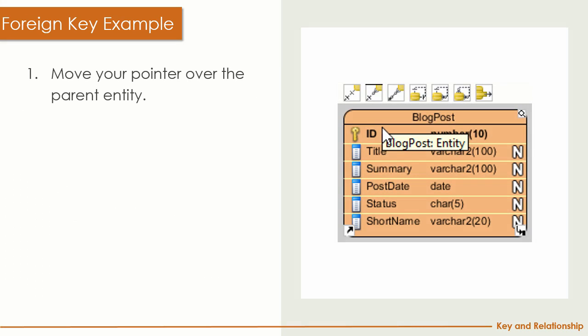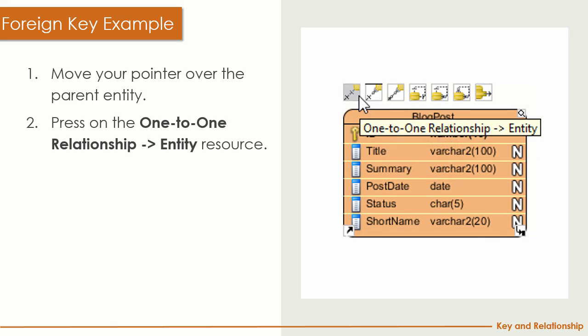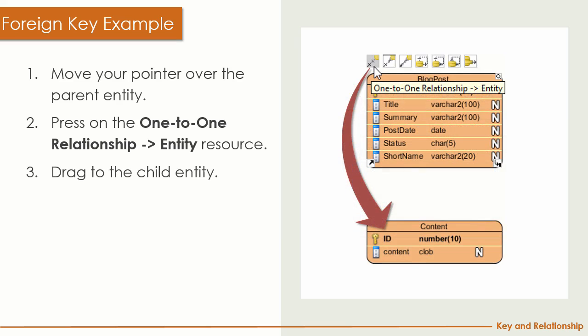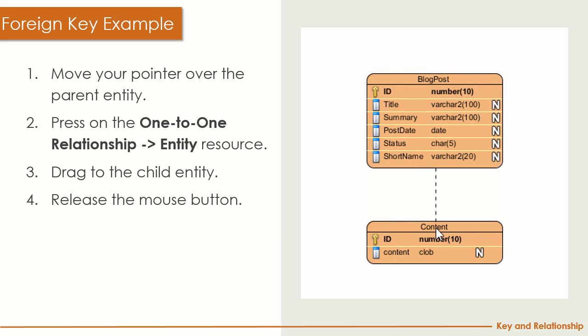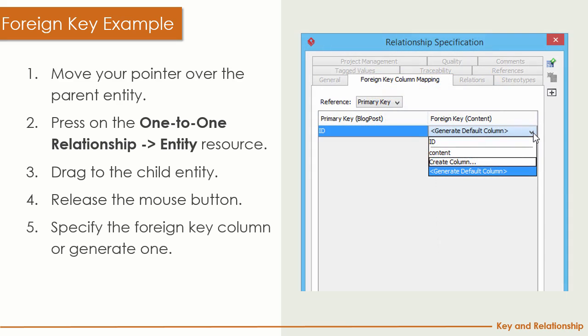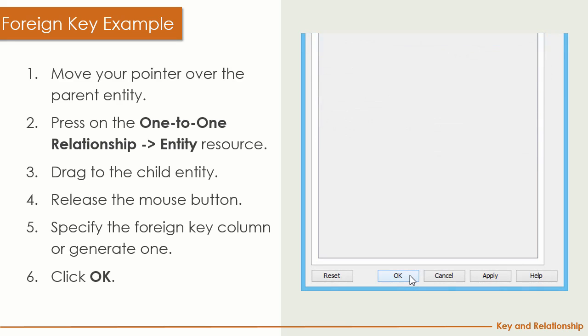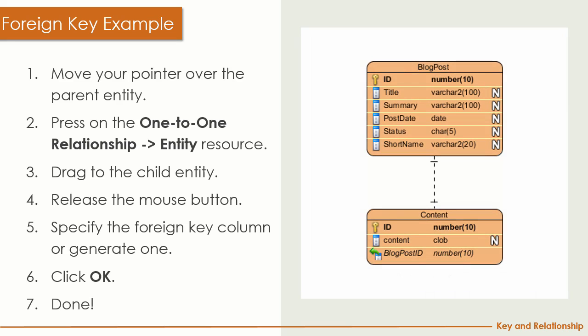To draw it is similar. You have the blog post, and then you select the one-to-one relationship instead of one-to-many this time, and then drag and drop to the other table, the content. Then the one-to-one relationship is formed. It also asks you to select the column. You select the default one, then you will see the one-to-one relationship is formed.